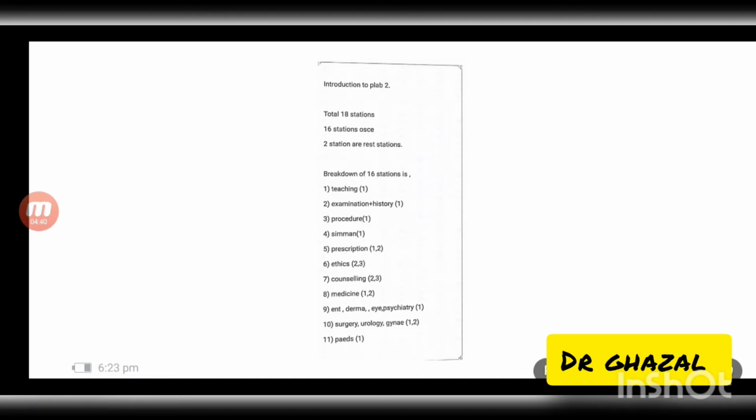And then there will be 2 stations, or sometimes 3 stations, from the ethics part, and then there are 2 or 3 stations that come from the counseling part, and there are sometimes 1 or sometimes 2.